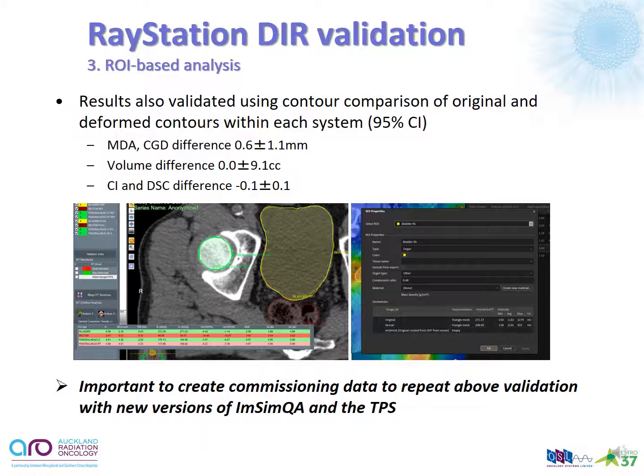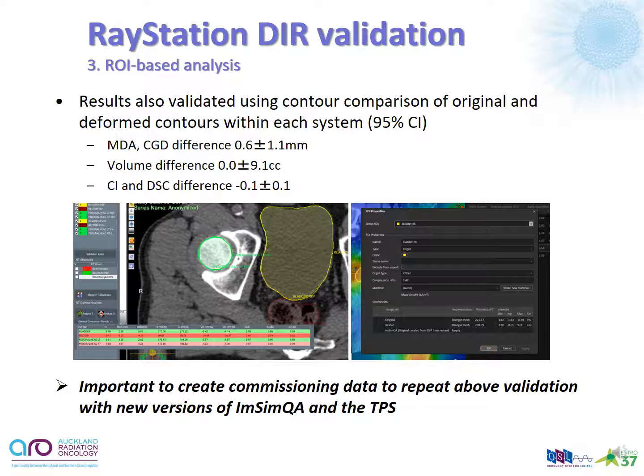The third and final part of our validation of the DVF import was using ROI-based analysis. And this was performed by comparing the original and the deformed contours within each system. So we had the original and deformed contours in RayStation, and we performed contour analysis with in-house scripting. And then we imported the DVF into ImSimQA and performed similar contour analysis using the tools available in that system. And then we compared the results from both systems. And what we found was that the mean distance to agreement and the center of gravity distance difference between the 2 systems was sub-millimeter. So it was excellent agreement.